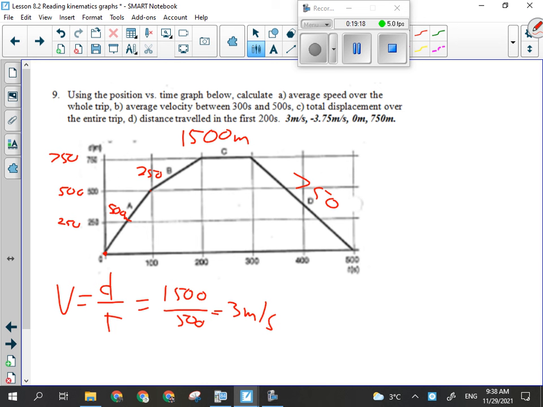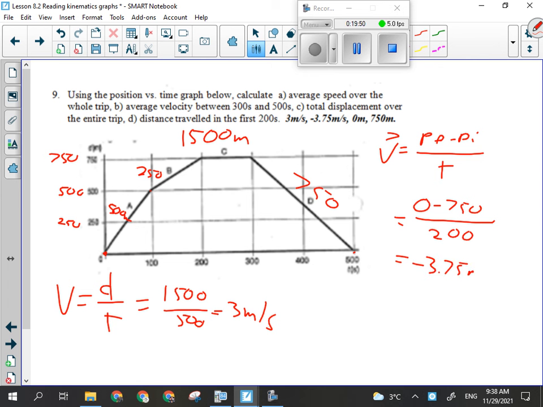Okay? Now, velocity between 300 and 500 seconds. All right, average velocity is change in position, or displacement, divided by time. So my final position is 0 meters. My initial position is 750 meters, and the time is 200 seconds. Okay, so I'm going to have negative 750 divided by 200, which should be negative 3.75 meters per second. Okay, is the negative important on that one? Yes. Absolutely.